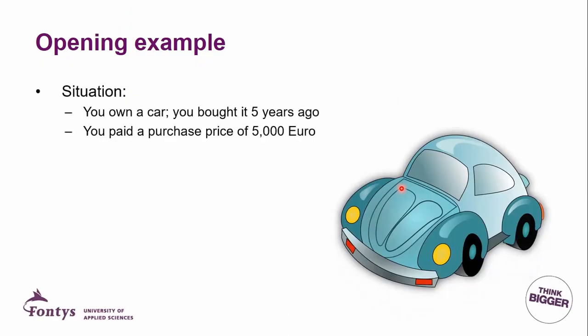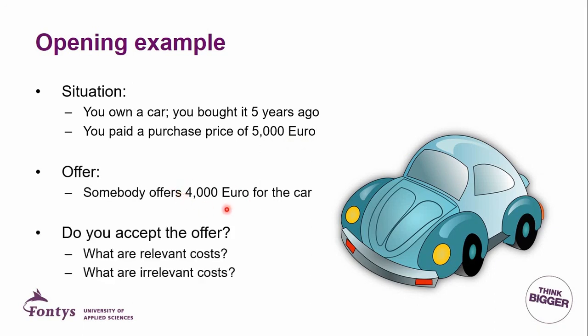So let's say the situation is that you own a car, you bought it 5 years ago, and at that time the purchase price was €5,000. And with this, we actually now can dive deeper into the different types of cost. Because let's assume now somebody offers €4,000 for the car today. So 5 years ago you bought it. Now somebody offers to you €4,000 for the car. And the question is, do you accept the offer?